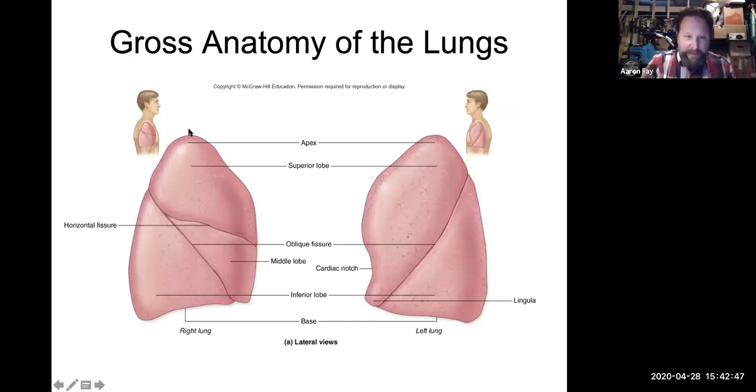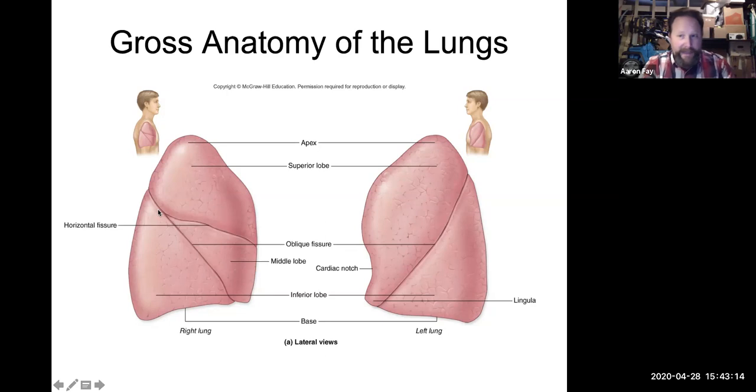So this is a pair of lateral views of the lungs. We have the apex up top and the base at the bottom. Now, one thing to notice, the right lung has three lobes, whereas your left lung only has 2. We're going to have fissures separating the lobes. Because the left lung only has 2 lobes, it only has 1 fissure.